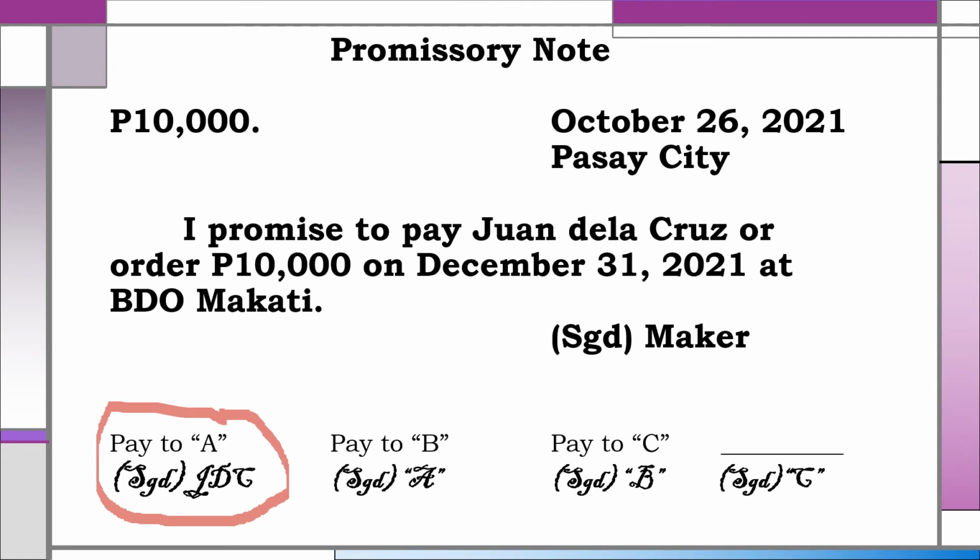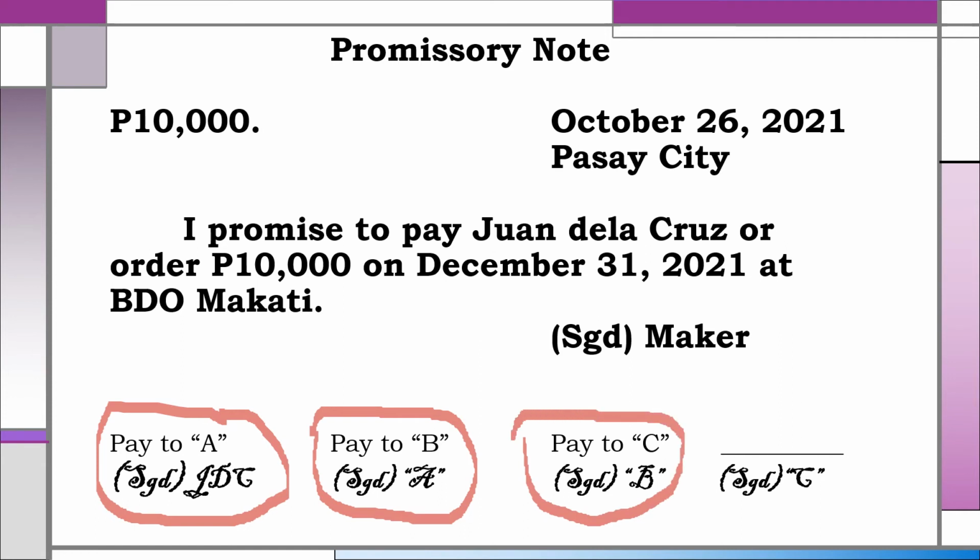But A, the new endorsee, endorses the same instrument in favor of B. B now is the endorsee, the person entitled to the payment, and it is signed by A, now the endorser. So he says, pay to B, signed A. But B, in turn, endorses the instrument to C. He says, pay to C, the new payee, endorsee, and signs below the endorsement, signed B.